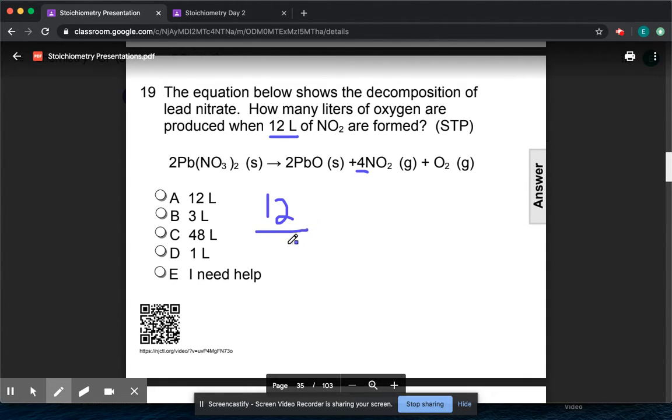And where do I get that? You can do 12 divided by 4. 12 divided by 4 is going to give you 3. So we tripled this recipe. We scaled it up by a factor of 3. That's what you can say.